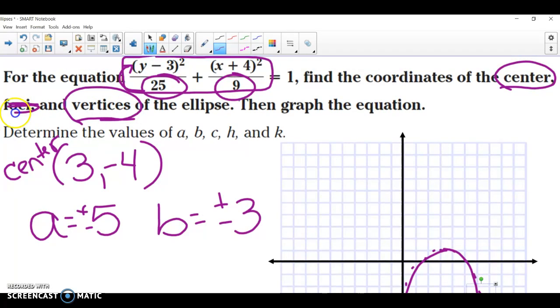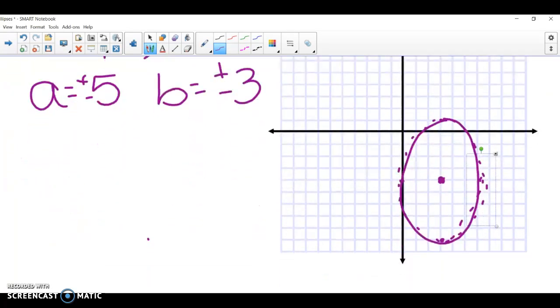We're going to worry about the foci tomorrow. So you can label your vertices, and eventually you're going to see a pattern because there's a mathematical formula for that. One of your vertices is going to be at 3, 1. Another one will be at, what is that? 1, 2, 3, 4, 5, 6.